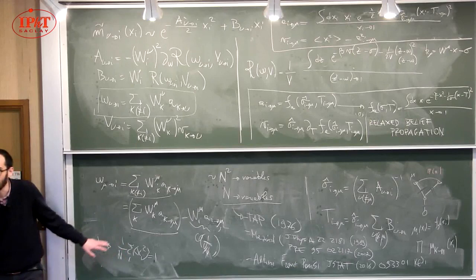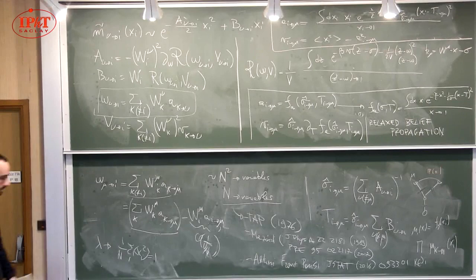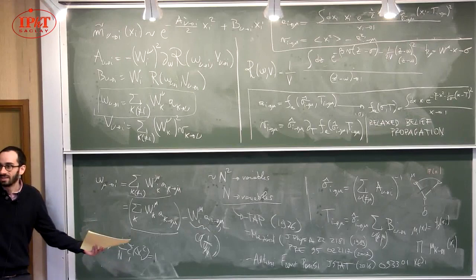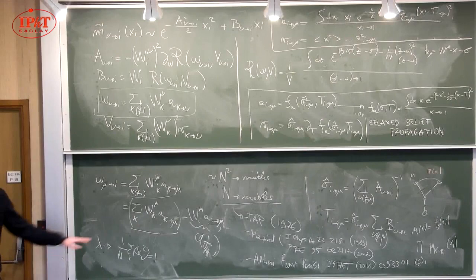Yes. Otherwise, in principle, you can write a delta function of this. Then yes, that would be truly the constraint. But it's the same. It works.